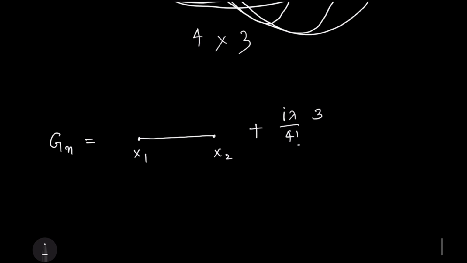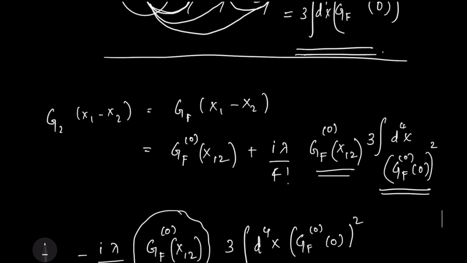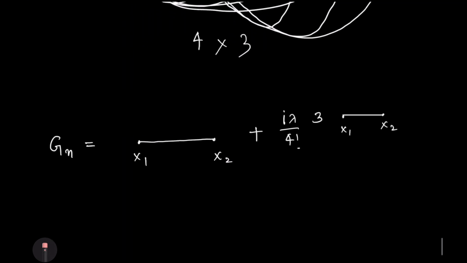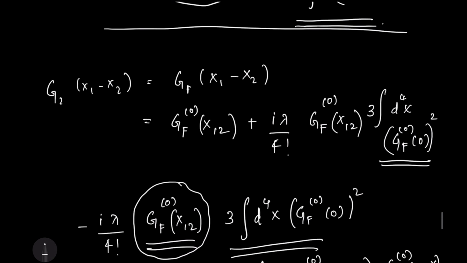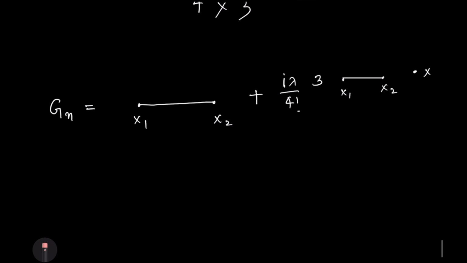So 3, I am writing it here: GF of x1 x2, again the same way I can write x1 x2. Then I have the integral d^4x GF of 0 whole square, that is GF x minus x. So x has to interact with x itself, right? If I have x here, it has to interact with itself how many times? 2 times, because there is a square here, GF of 0 whole square. So this is one interaction with itself and this is another interaction with itself.